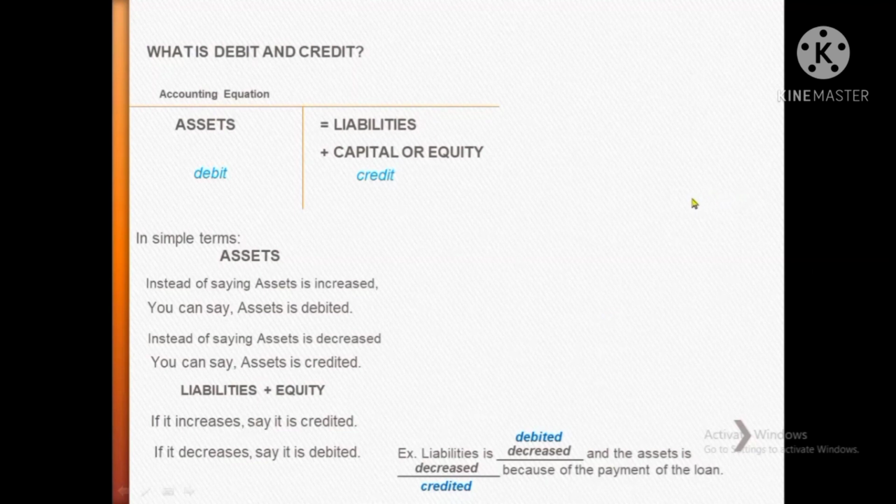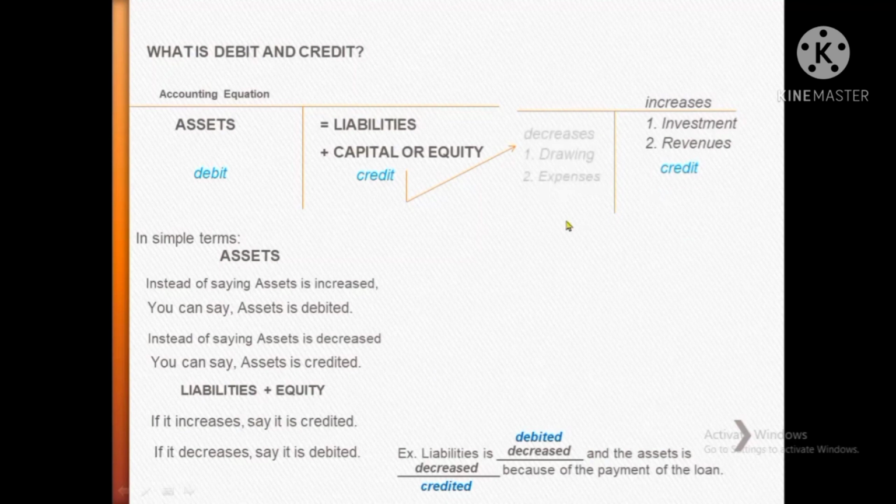And since I always emphasize that the capital can be increased by both the investment from the owners and revenues from customers, let's assign credit to them. The same with the normal balance of the capital account. I also told you that the capital can be decreased by the withdrawal by the owners and expenses of the business. So since they deduct from the capital account, let's assign debit to them. So that's it for the normal balances.